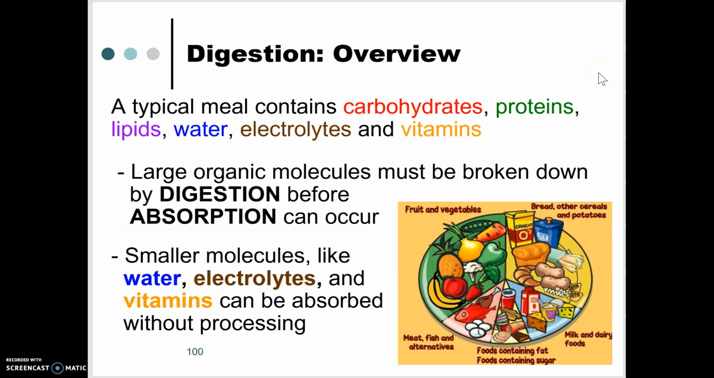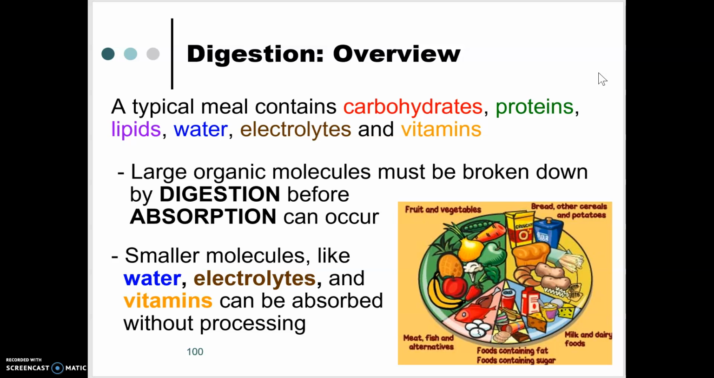Alright, so we've talked about the enzymes now. We've talked about what chemical digestions can happen in the small intestine. Let's talk a little bit about a typical meal. So when you eat a typical meal, it's going to contain a lot of different things: carbohydrates, proteins, lipids. It's going to have water. There's going to be electrolytes. There's going to be vitamins. There's going to be nucleic acids. There's going to be a lot of things that are in the food that we eat.